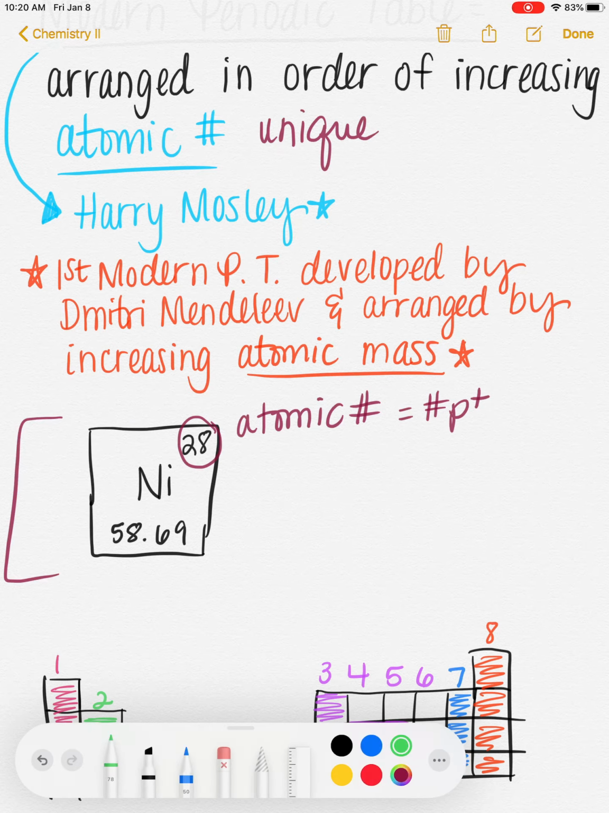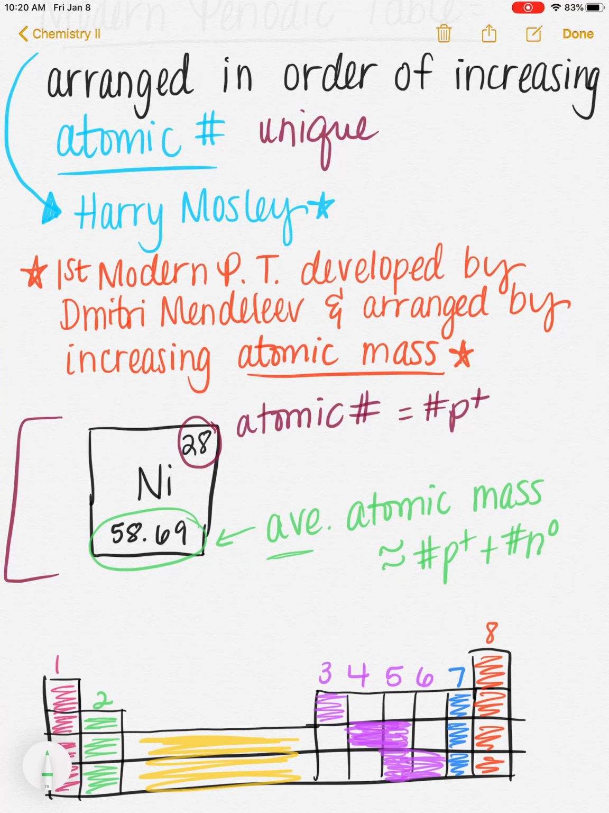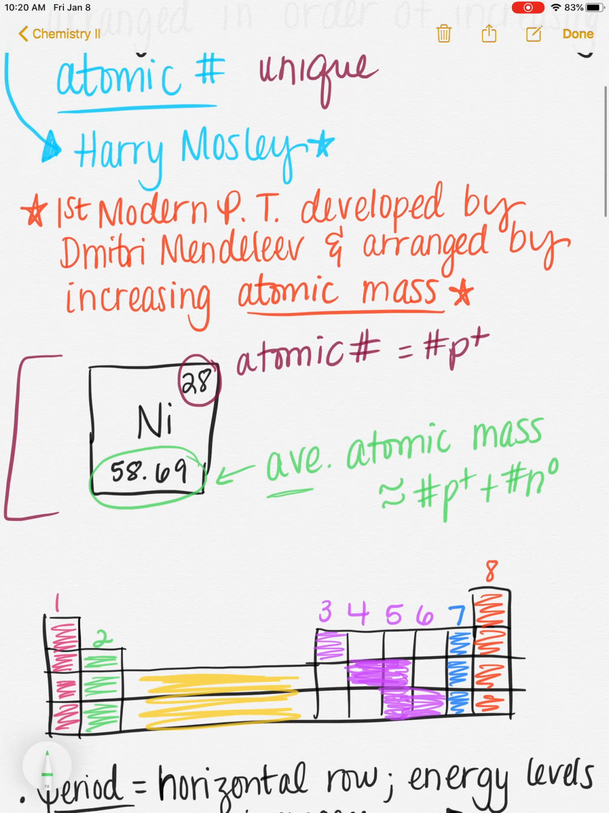You will also frequently find a number at the bottom of each box on the periodic table. It typically will be a decimal because this is the average atomic mass for that element. Because it's an average of the different masses of the isotopes, that's where the decimal comes from. It's loosely based upon the number of protons plus the number of neutrons, which is the mass number, and we'll talk about that here in a little bit.